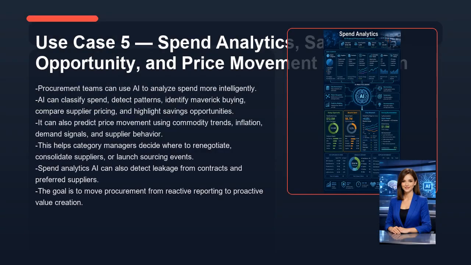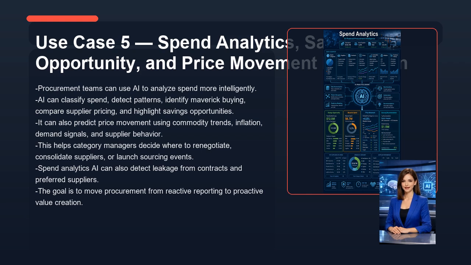Now let's look at use case 5, spend analytics, savings opportunity, and price movement prediction. Procurement teams can use AI to analyze spend more intelligently. AI can classify spend, detect patterns, identify maverick buying, compare supplier pricing, and highlight savings opportunities. It can also predict price movement using commodity trends, inflation, demand signals, and supplier behavior.